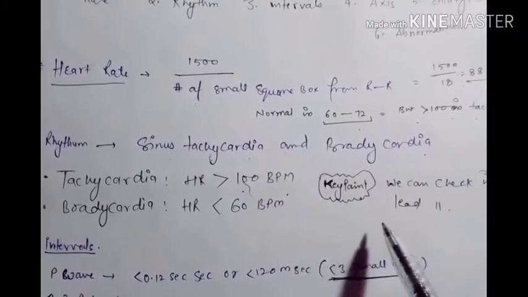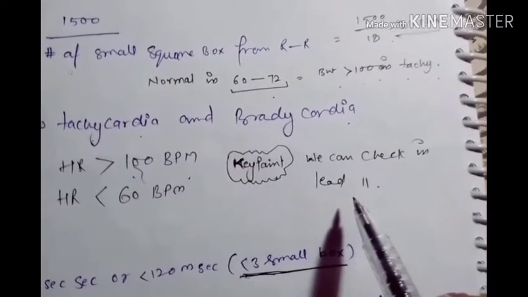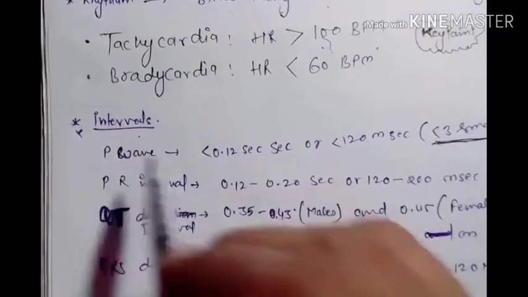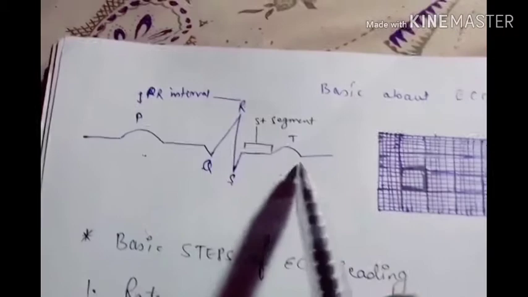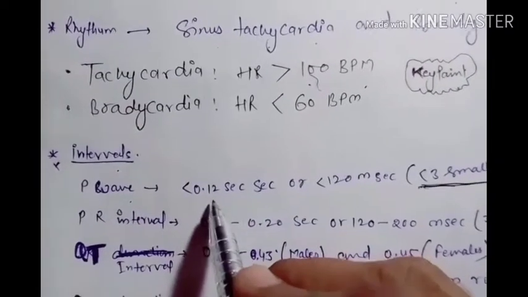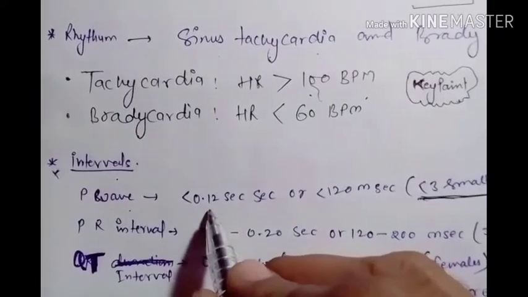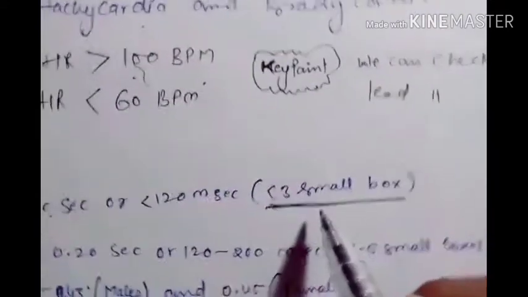For the heartbeats, as I showed you before, we can check lead 2. Okay, so now another thing is interval. Step 3 is interval. In interval we see the P wave, Q wave, R wave, S and T. During the interval we see the P wave. If the P wave takes more than 0.12 second, it will be abnormal. So we can see here.